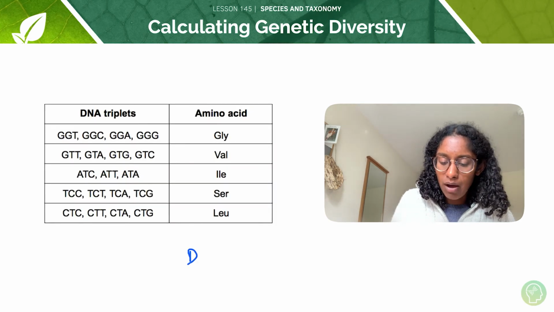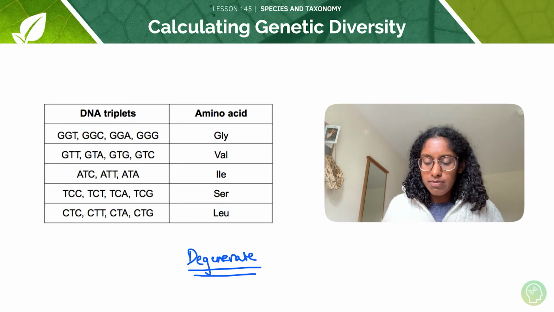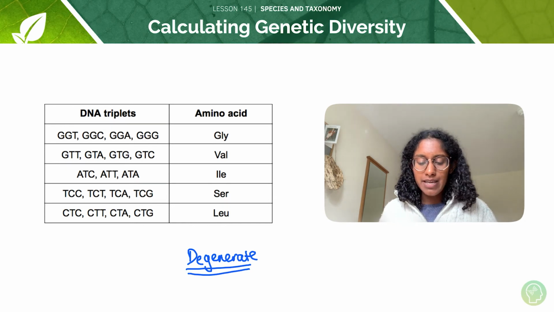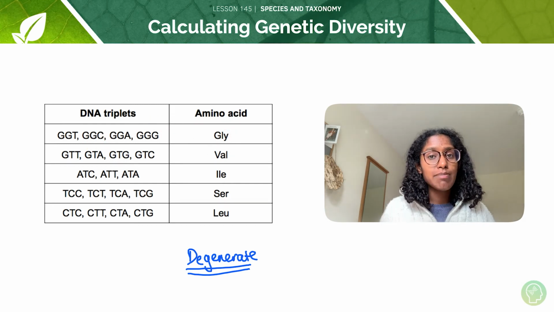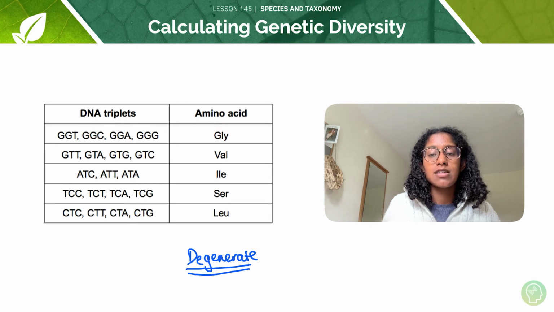So let's have a think about what this degenerate nature of our genetic code is. So all this means is that multiple different codons or DNA triplets code for the same amino acid, which is really beneficial because let's say there's a mutation in this thymine and that changes it to a cytosine base, it's still going to code for the same amino acid. So there's a really good benefit in the degenerate nature of the genetic code.